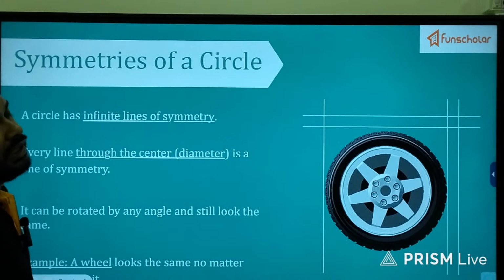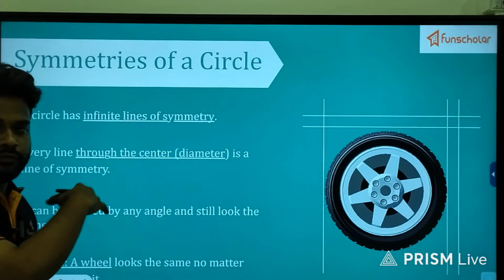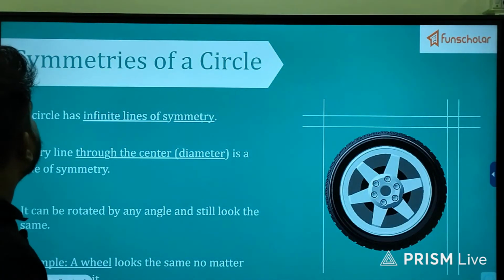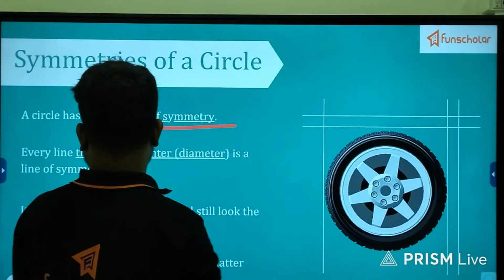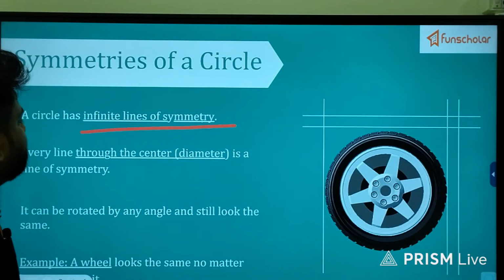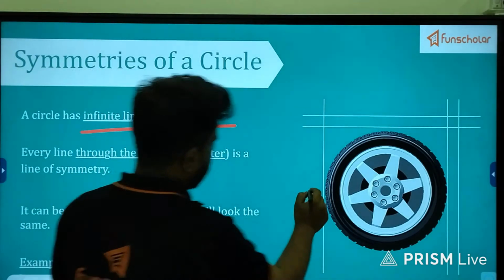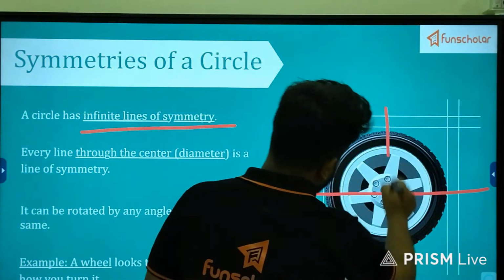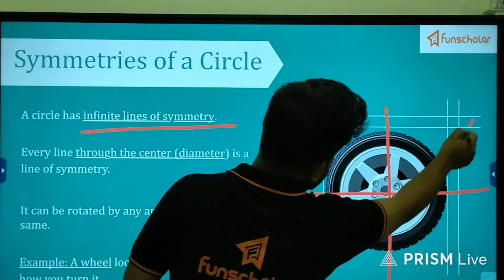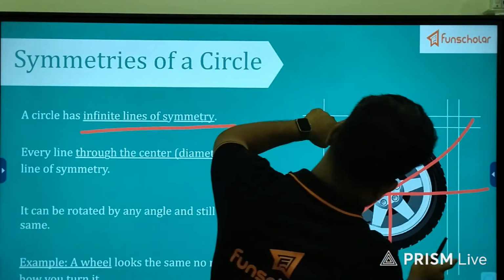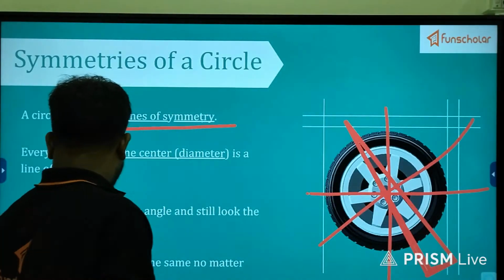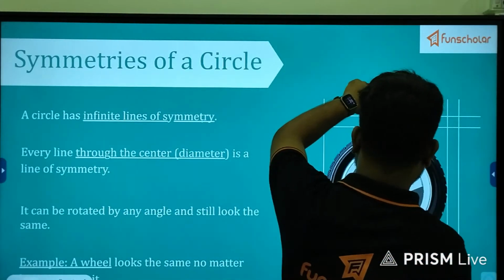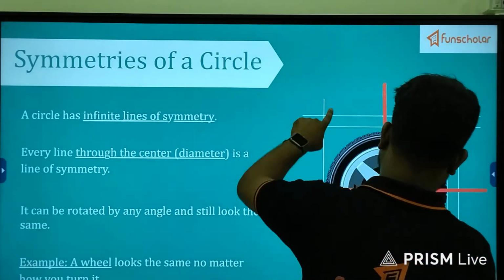And symmetry of a circle. Now we have already watched the video where we described rotational symmetry. A circle has infinite lines of symmetry. Every line through the center, or diameter, is a line of symmetry. Talking about the diameter, it will look like this here, or this here, or from here it will be this. So this is the diameter, or the line of symmetry.